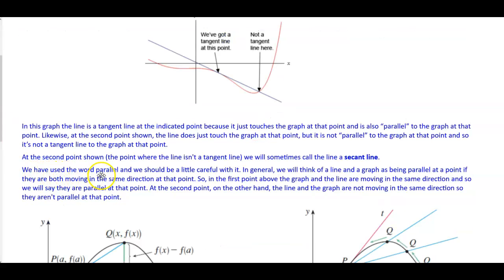Now we have used the word parallel, and we should be a little careful with it. In general, we will think of a line and a graph as being parallel at a point if they are both moving in the same direction at that point. So in the first point above, the graph and the line are moving in the same direction, and so we will say they are parallel at that point. At the second point, on the other hand, the line and the graph are not moving in the same direction, so they aren't parallel at that point.